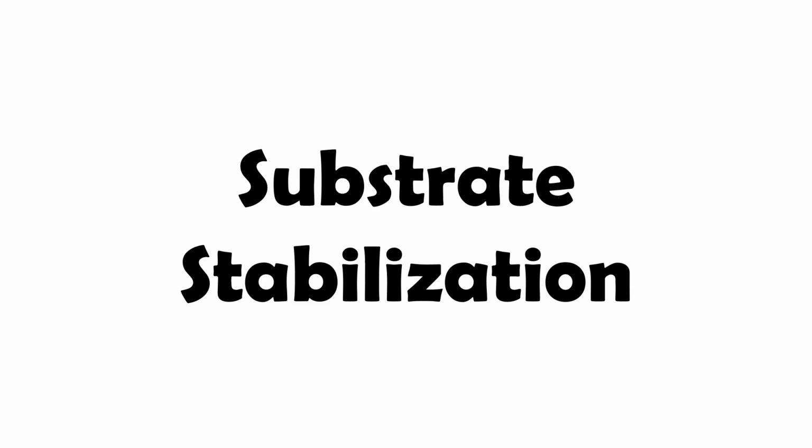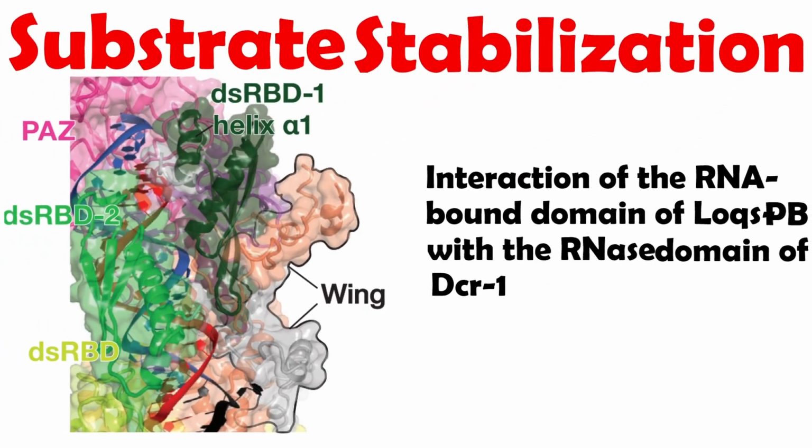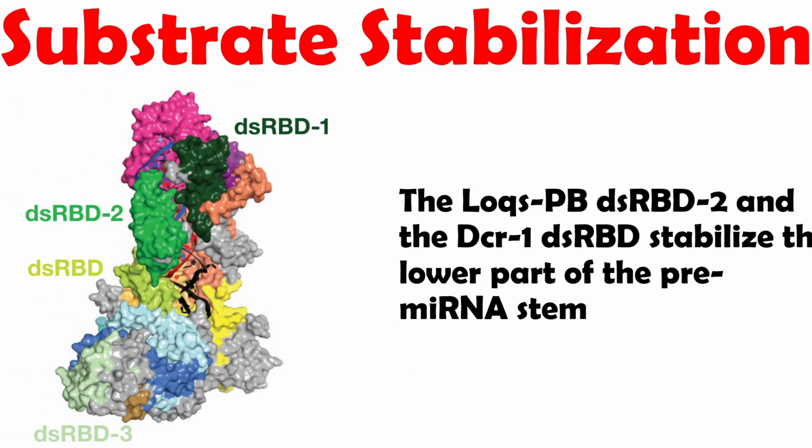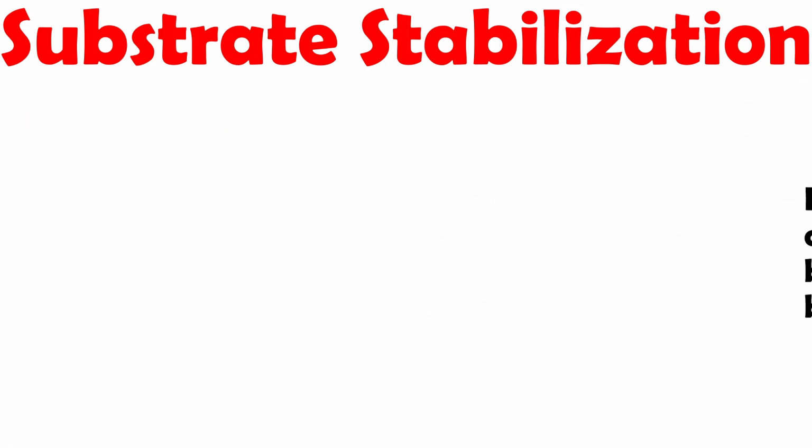So the interaction of this RNA binding domain of LOXPB with the RNase domain of Dicer 1 is shown here. It is done in a tip to tip fashion that I mentioned previously. Secondly, the LOXPB double stranded RNA binding domain 2 and the Dicer 1 double stranded binding domain stabilize the lower part of the precursor microRNA stem. This lower part is this part. Now the end remains with the loop of this precursor microRNA.